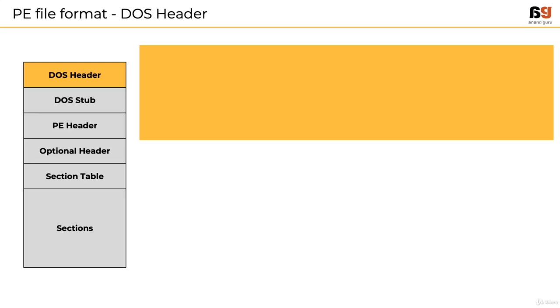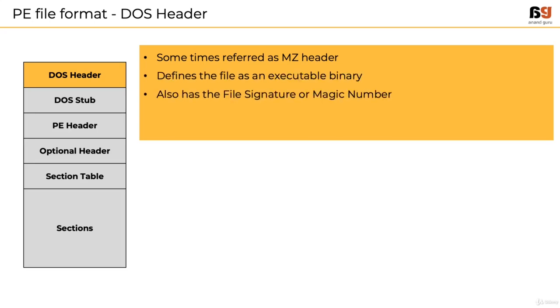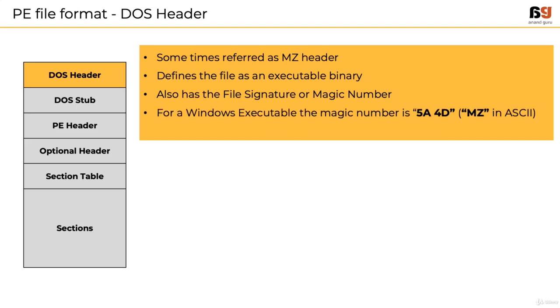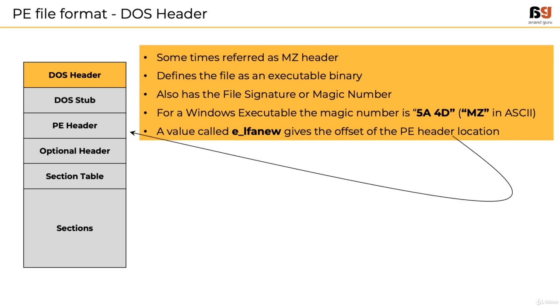The first part of the PE file is called the DOS header. It is also referred to as the MZ header. It defines that the file is an executable binary. The DOS header holds something called the file signature or magic number. For Windows executables, the magic number is 5A4D in hexadecimal and MZ in ASCII. The DOS header also contains a value called E_LFANEW, which tells the operating system where to find the PE header location, which as you see is present down here.